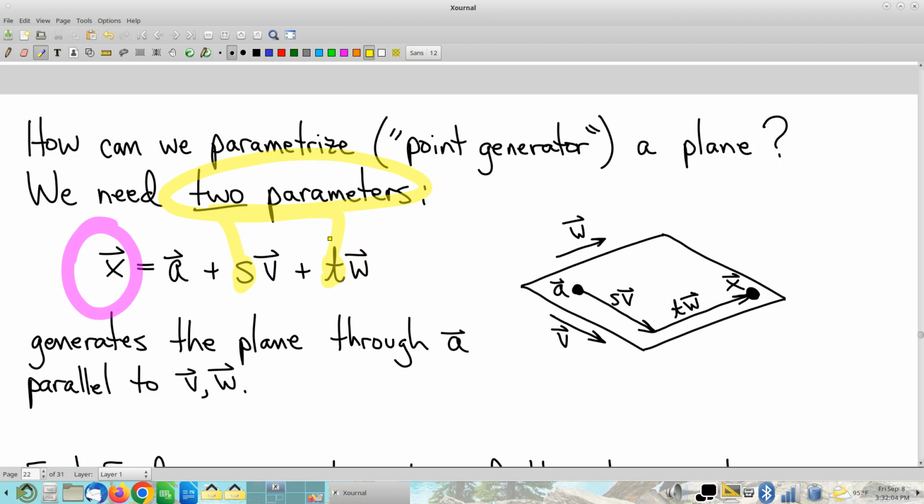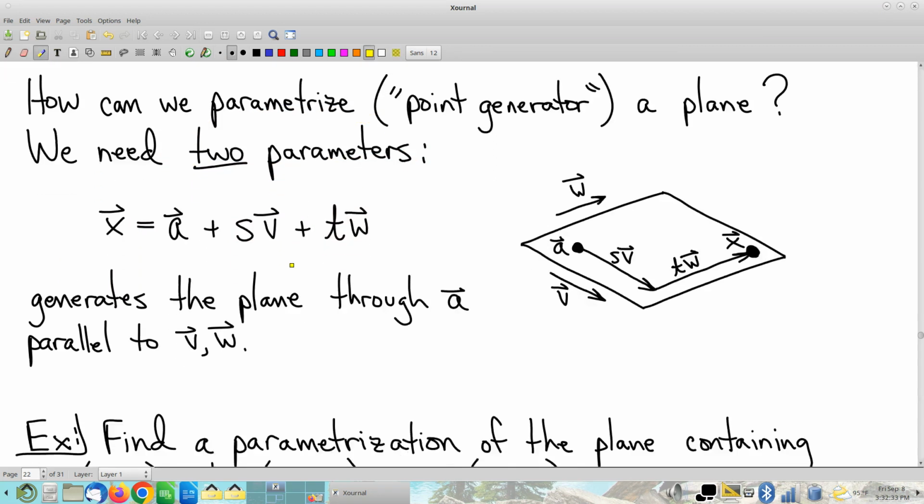So given A, do any V and W parallel to the plane work, or do they need to be independent? Yeah. They do have to be independent. So they have to be non-zero, not pointing in the same direction. So there are many different parameterizations for a plane, and different V's and W's will give you different parameterizations. Same plane. Everybody happy? All right.